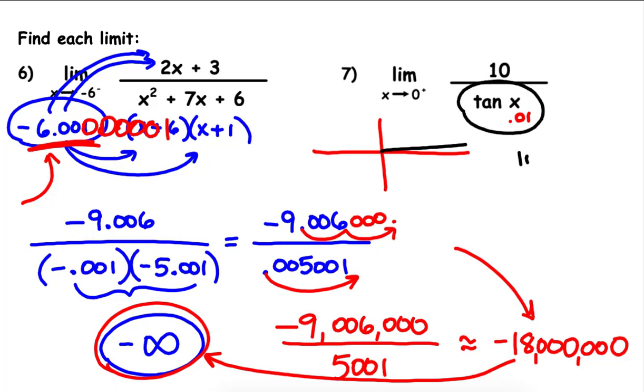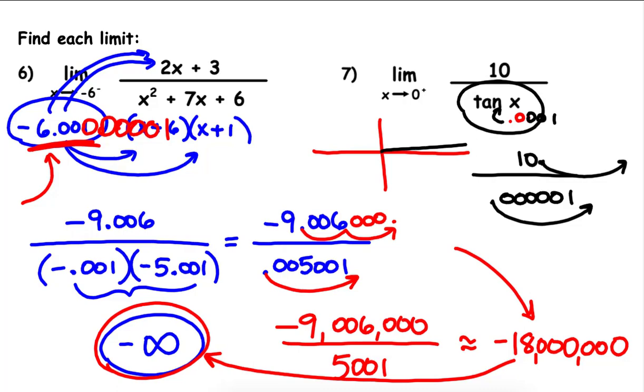So you're going to have like 10 over point, something like that. The closer and closer and closer you get to 0. Yeah. And if you move this decimal over and you move this decimal over the same number of places, I think it's very clear to see that you're headed to the answer of positive infinity.